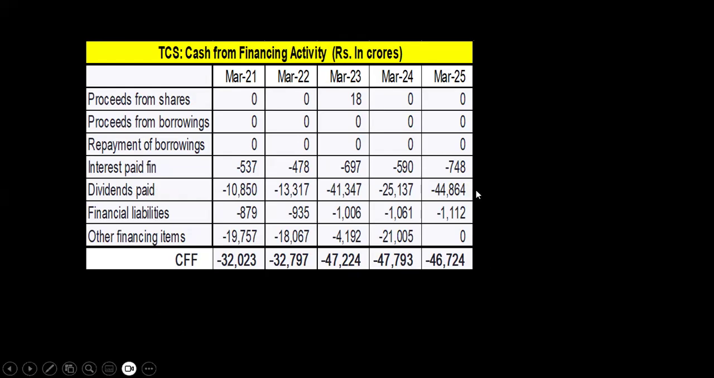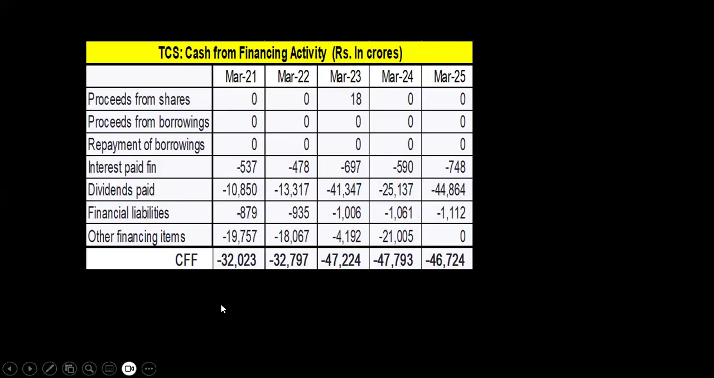So TCS is one of the companies which have been regularly paying dividends, distributing dividend to its shareholder. One of the largest shareholders of TCS is Tata Sons. And Tata Sons is an unlisted company. TCS is a listed company. The other financing item, since this data is from Screener, includes the buyback of shares. The buyback is also money paid to the shareholders.